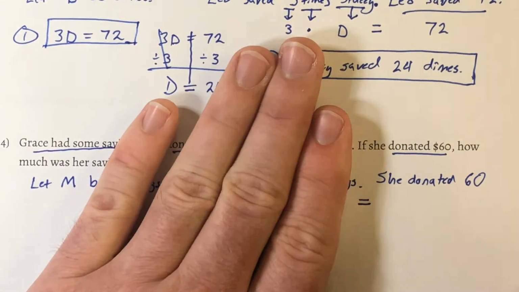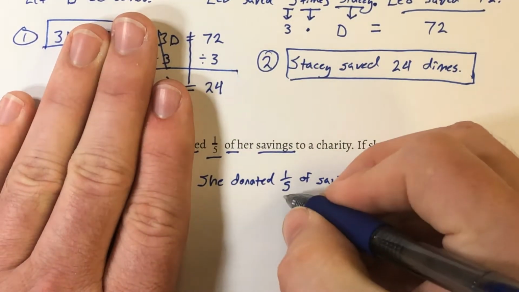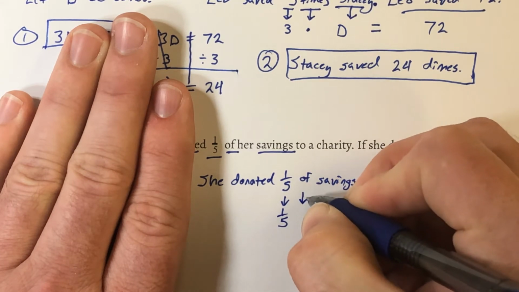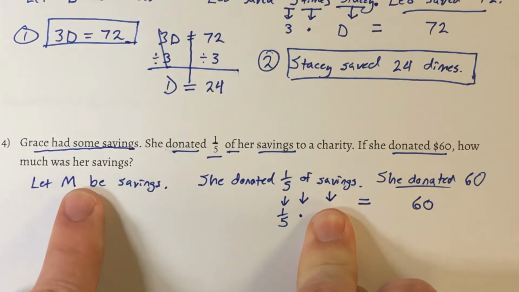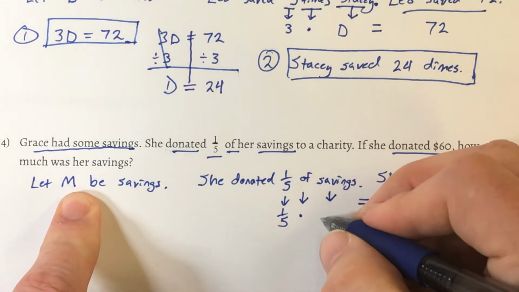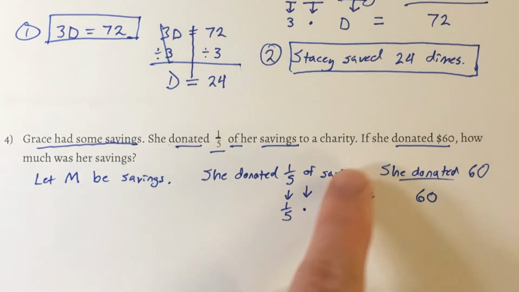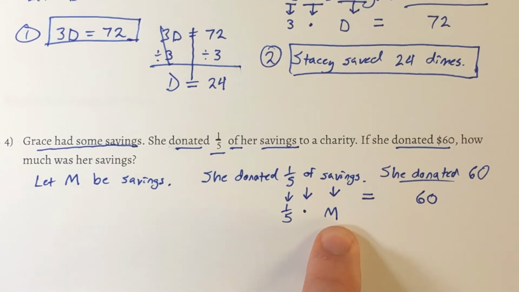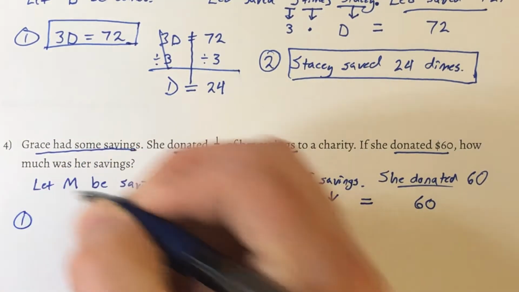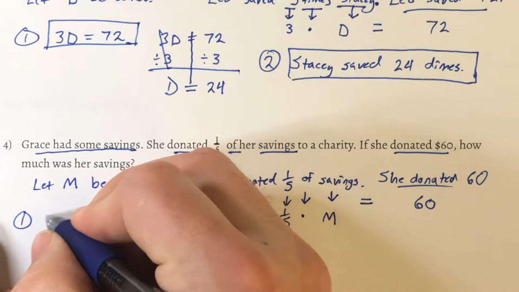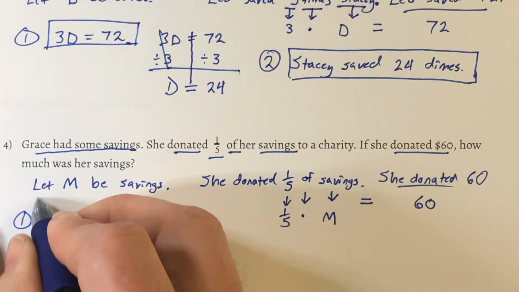All right, what did she donate? She donated 60 bucks. What did she donate? She donated 1/5 of, means multiply, her savings. How much was in her savings? That's what we didn't know. So we chose capital M to be that. So she donated 1/5 of her savings. So 1/5 times capital M. And what was that equal to? 60 bucks. So first, our equation that we came up to match this story is 1/5 M equals 60. Let's box it, leave it alone.